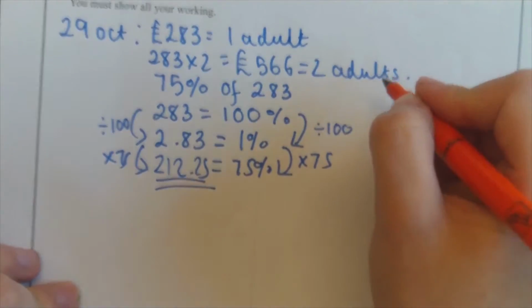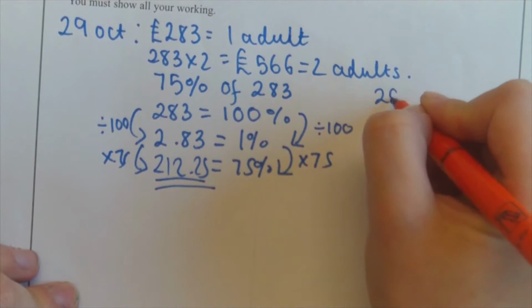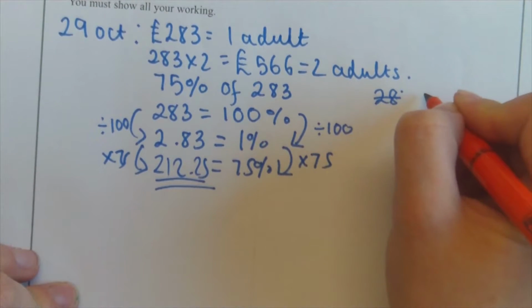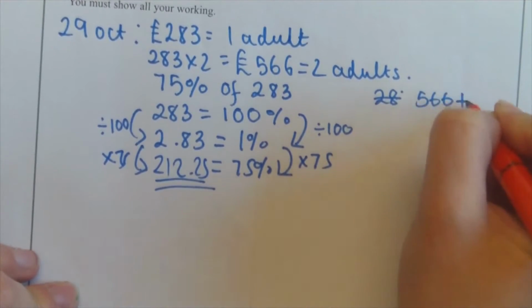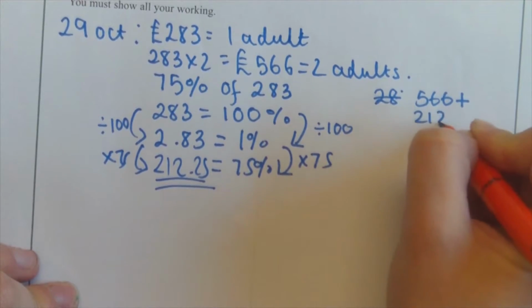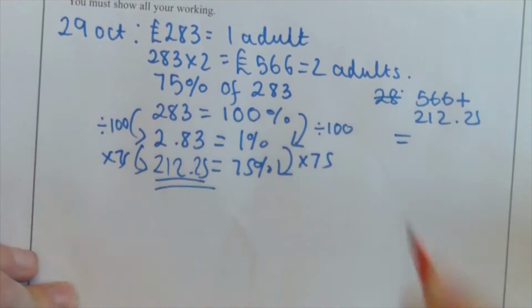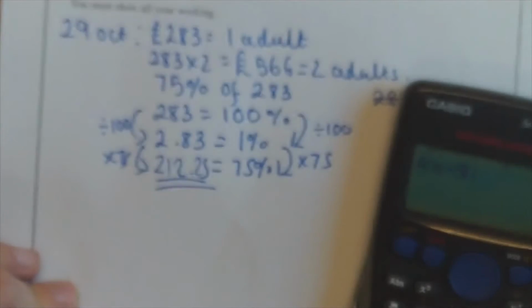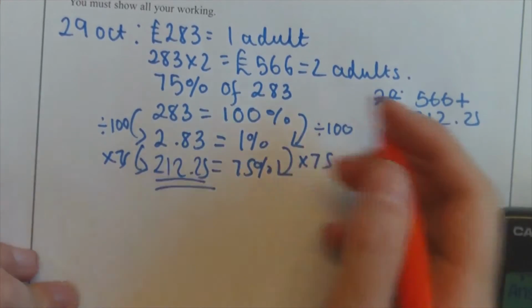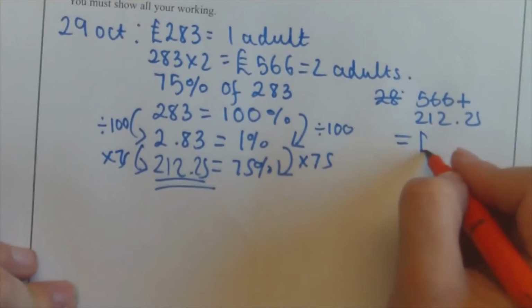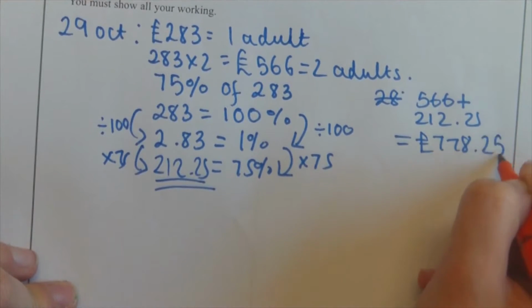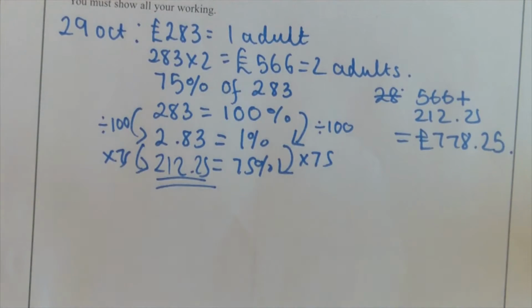So the total cost for them to fly to Italy is 283 plus 283, which we've already figured out is 566, plus £212.25, which, if I write on my calculator, is going to give me £778.25. So that's the total cost of them going out.